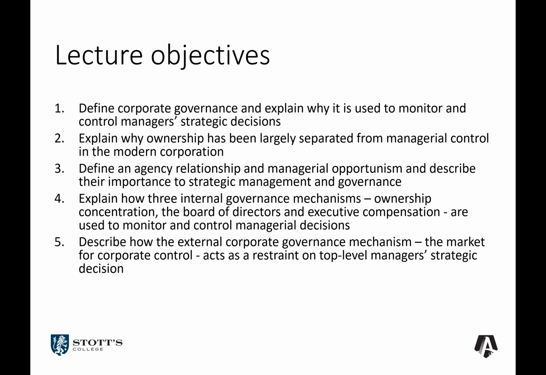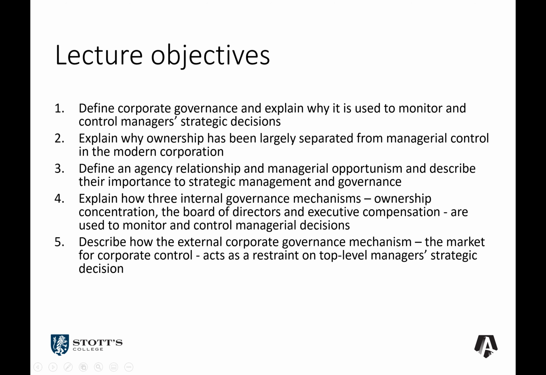We're going to look at 3 internal governance mechanisms: ownership concentration, the board of directors, and executive compensation, and how they're used to monitor and control managerial decisions. And we're going to look at the external corporate governance mechanism, which is the market for corporate control, and how that acts as a restraint to top level managers' strategic decision making.